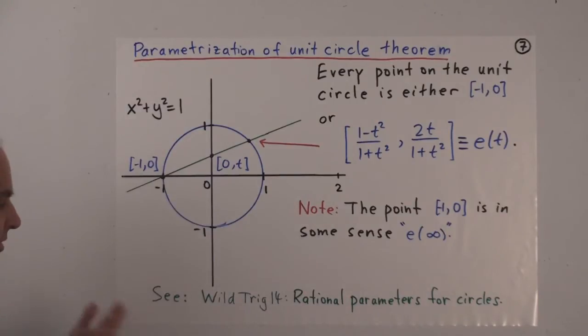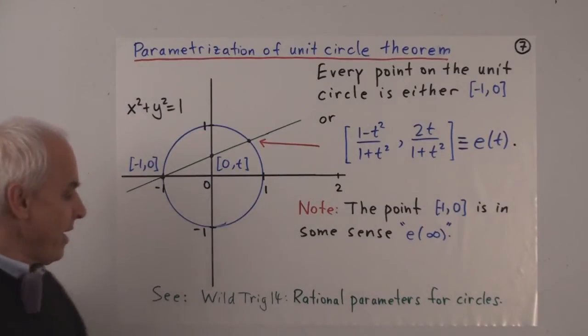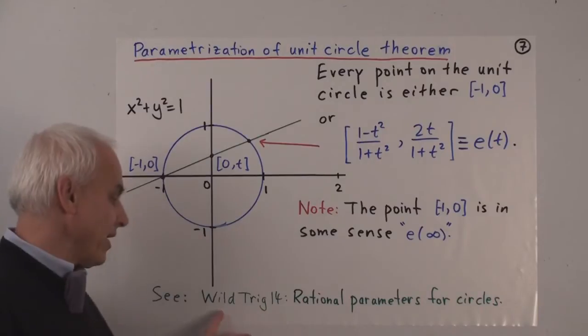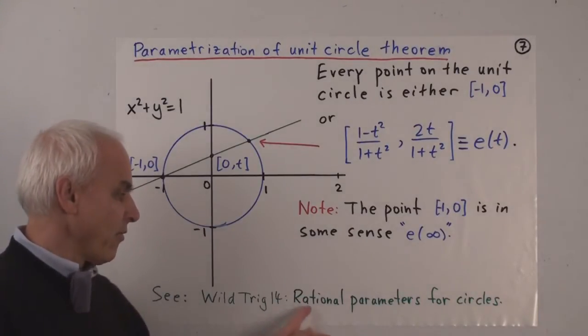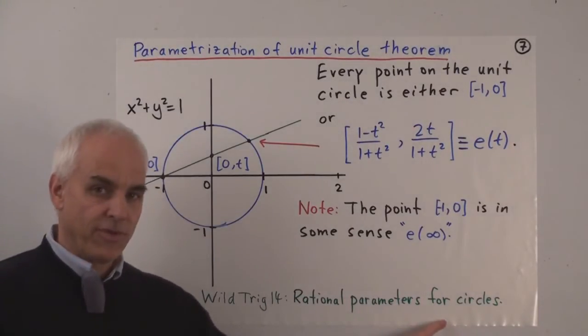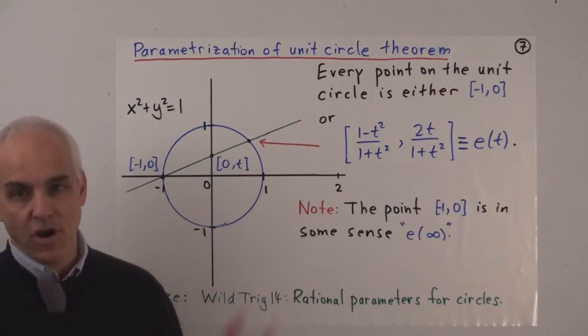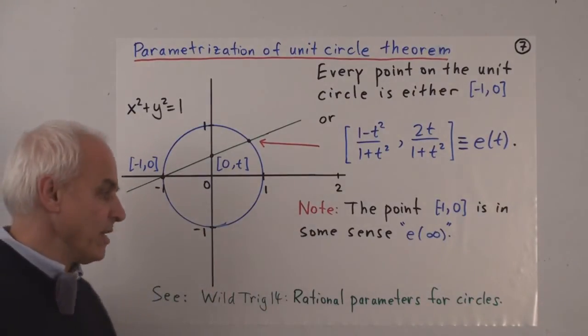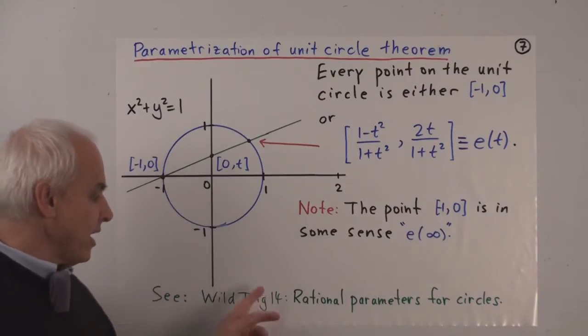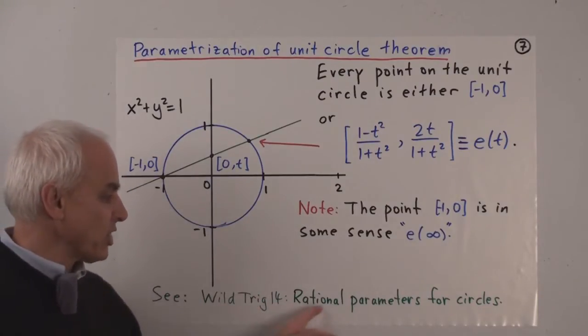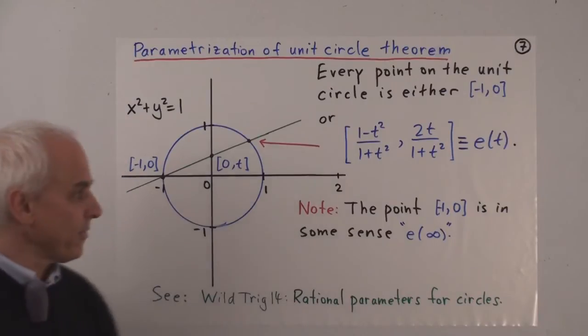It's a very important computation, and so I'm going to refer you again to Wildberger 14, Rational Parameters for Circles, where you can see that I will slowly, carefully go through this argument. There's no need for me to repeat the argument here. So have a look at Wildberger 14, Rational Parameters for Circles.